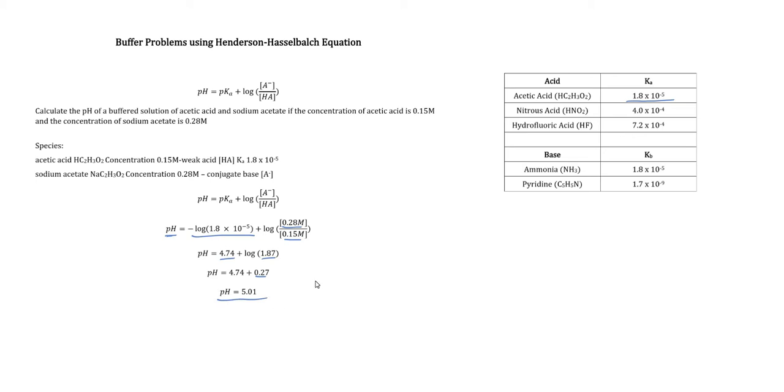Let's do another problem. How many grams of potassium nitrite need to be added to a 1 liter solution of 1.15 molar nitrous acid to create a buffer solution with a pH of 3.65? Again, I'm going to organize my thoughts here. I have nitrous acid in solution. This is definitely my weak acid, and I know the concentration is 1.15 molar. Again, I can pull my Ka value from my table. That is 4 times 10 to the negative fourth.